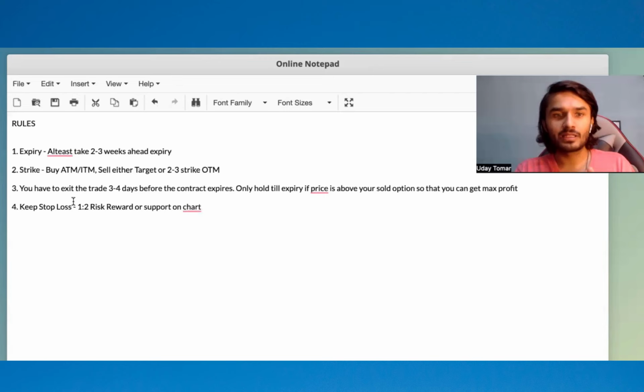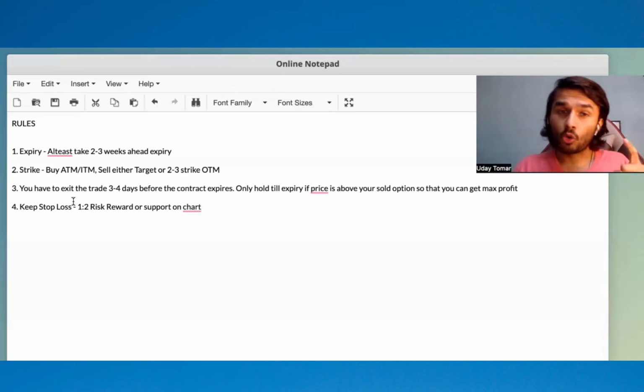And then when you sell the option, that should be whatever your target is on the particular strategy which you are trading. For example, here I told you that 17,200 is my target, and then I would sell the 17,200 option. Or you could at least take 2 to 3 strikes out of the money option. So it could be 17,150. If you're buying the 17,000, then your strike could be 17,150, 17,200, somewhere around that. And third, you have to exit the trade 3 to 4 days before the contract expires. Same rule that we applied in the first strategy, which was a naked buy strategy.